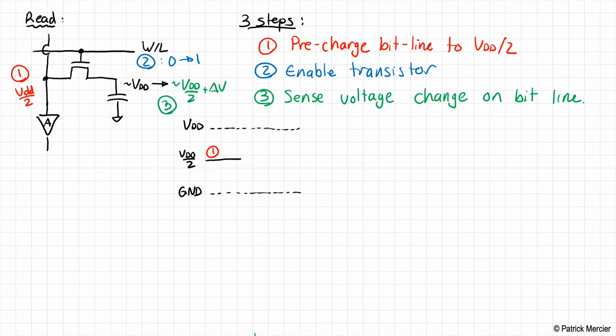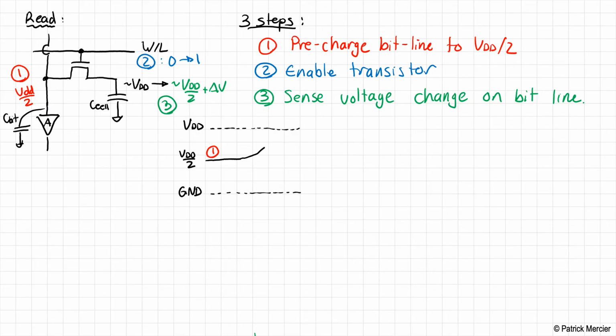Now in step 2, we are going to activate the word line, which turns on the transistor. If the cell happened to be storing a logic 1, then this voltage is going to start to go up because it's sharing charge between the bit line capacitance and the cell capacitance. Let me just add some annotations here. We have some bit line capacitance here, and this is C cell in there.